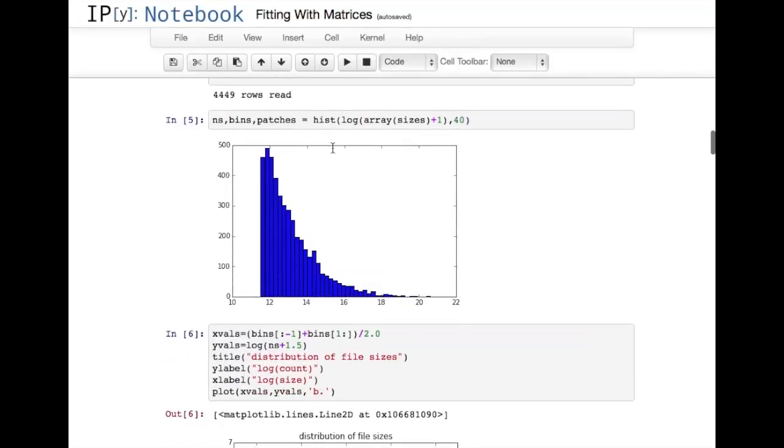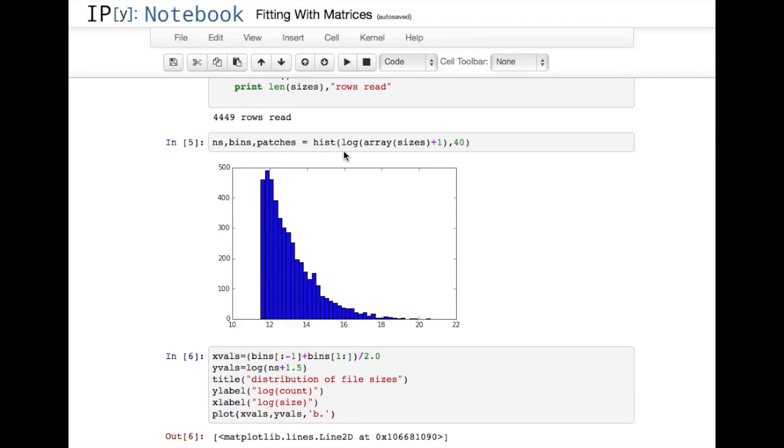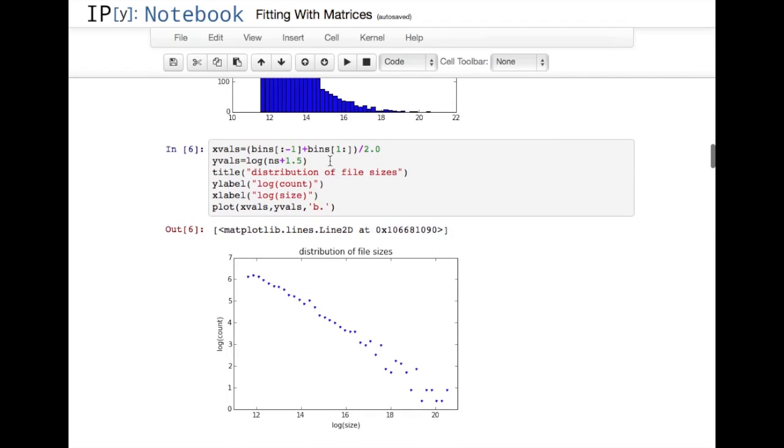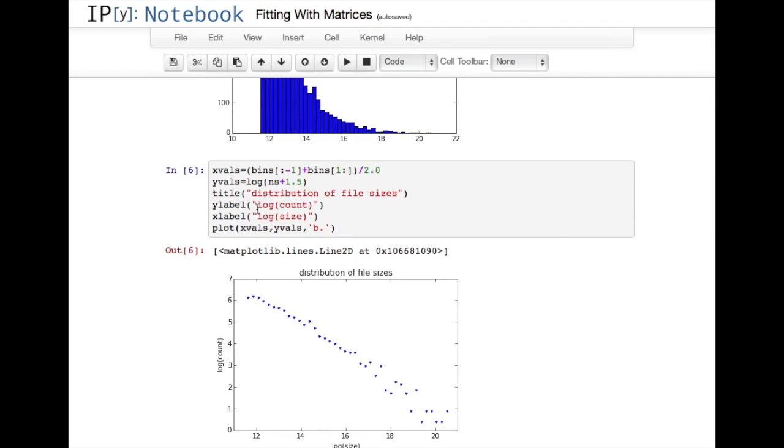Okay. Now, what happens when you make a histogram of the log of the sizes of this thing? You'll see that you get what looks to be an exponential kind of distribution. It turns out it's not exponential. It's actually a power law. And so the question is, how can I tell the difference between an exponential and a power law? And the answer is, I have to graph it. In this case, what I do is graph the log of the count versus the log of the size.